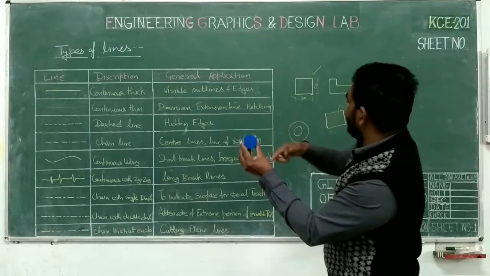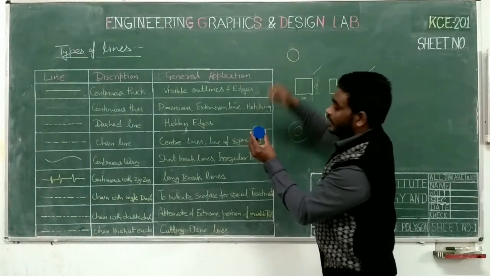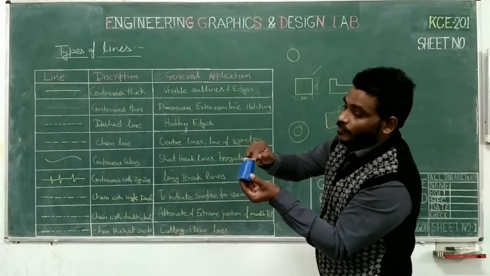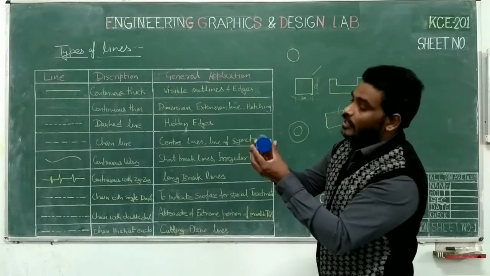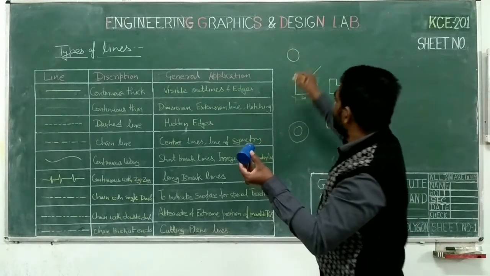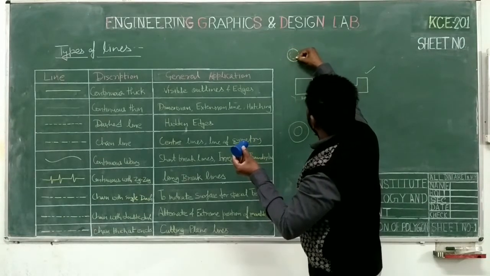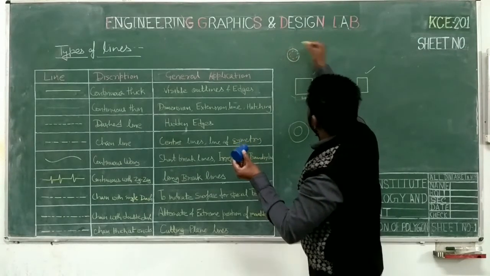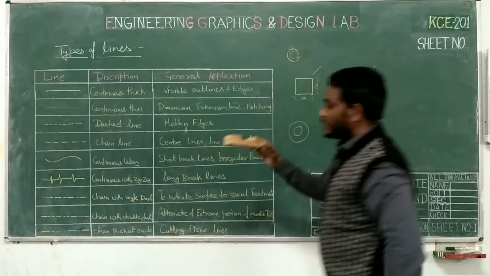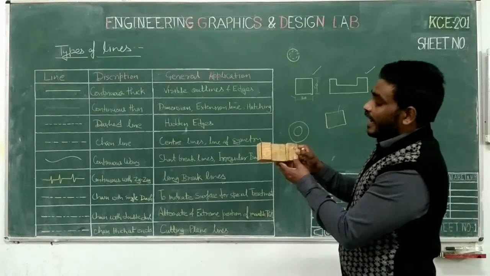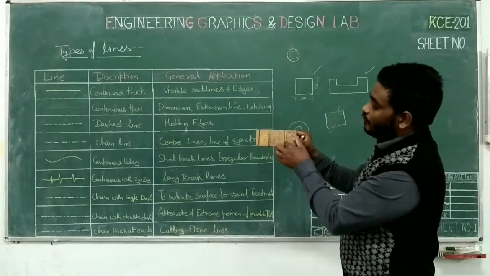So when we are viewing from the front, this is visible to us. To indicate this line, we will use the continuous thick line, and as there is another circular portion which is not clearly visible from the front, to indicate this portion the hidden line will be used. For example, this. Another example we can take: suppose this is the object, and if we are viewing it from the front, these are all clearly visible to us.